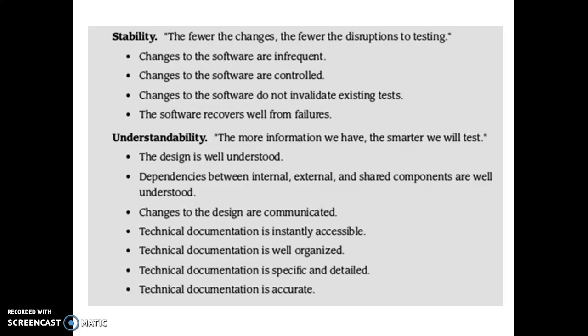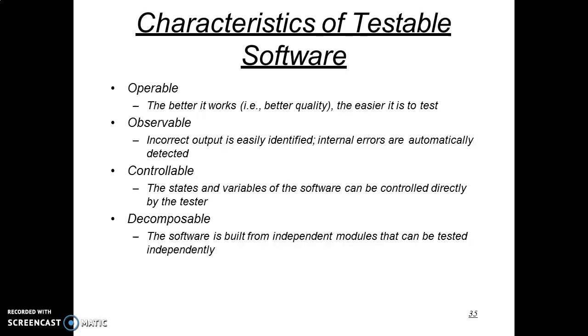Another keyword is understandability. The more information we have, the smarter we will test. So the design is well understood. Dependencies between internal, external, and shared components are well understood. Changes to the design are communicated. Technical documents are instantly accessible. Technical documentation is well organized. Technical documentation is specific and detailed. So it will help the tester to understand the system better, because they haven't implemented the software. They are a third party. For better understanding, they require well-organized and accurate technical documents.